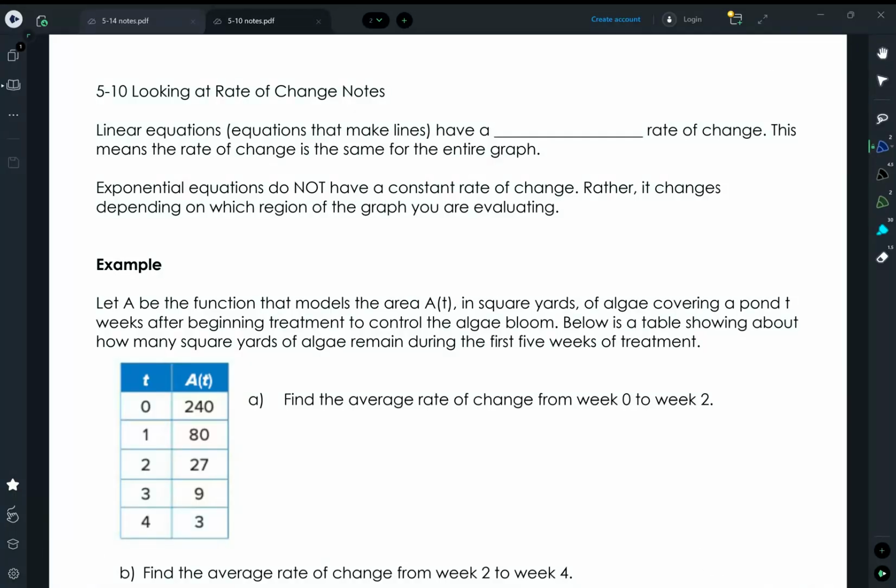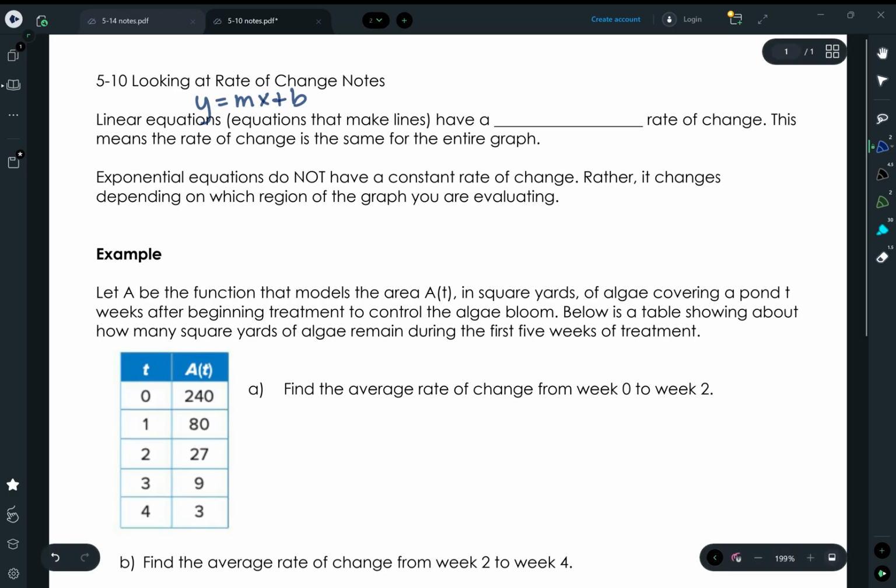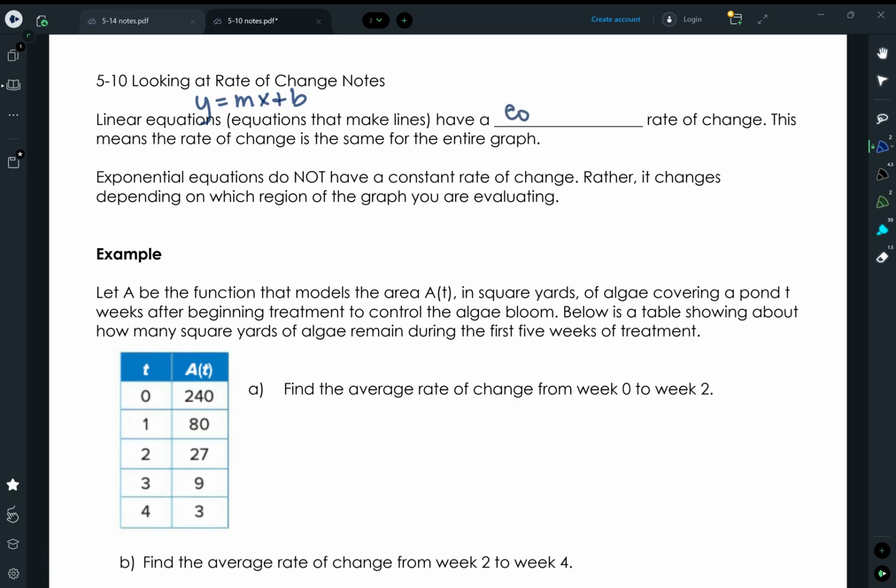So it starts out here talking about linear equations. Linear equations are equations that make lines. If we're thinking about what that form would be like, it's y equals mx plus b. And they have a blank rate of change. Because you have that slope, that constant slope, this is going to be a constant rate of change.